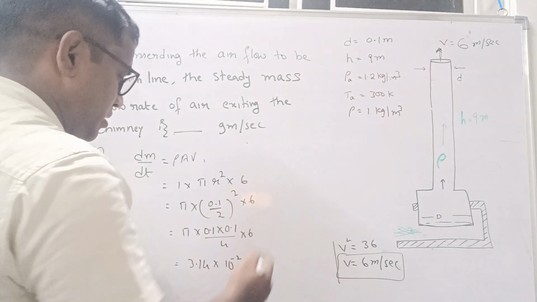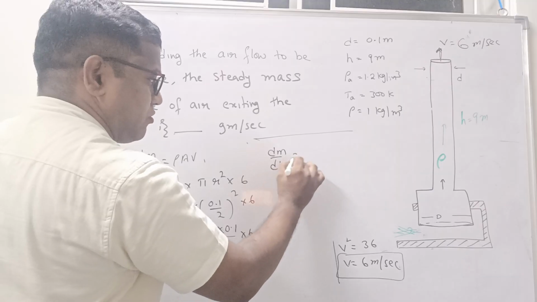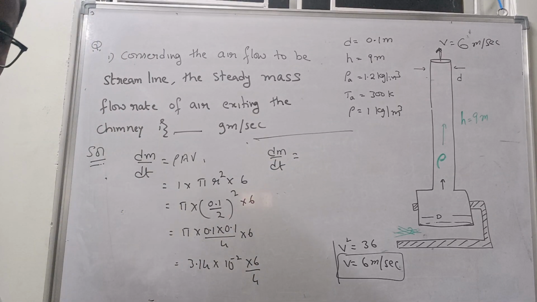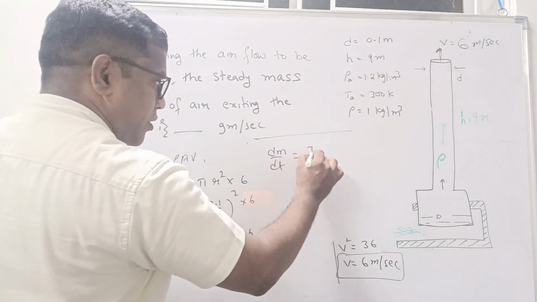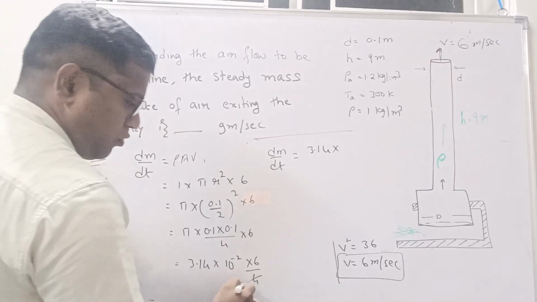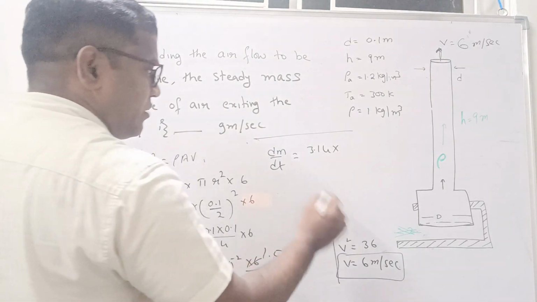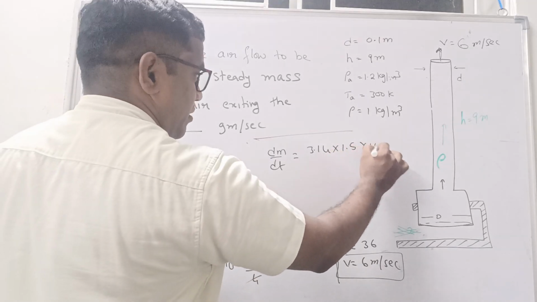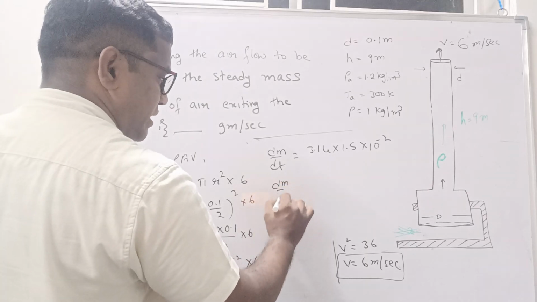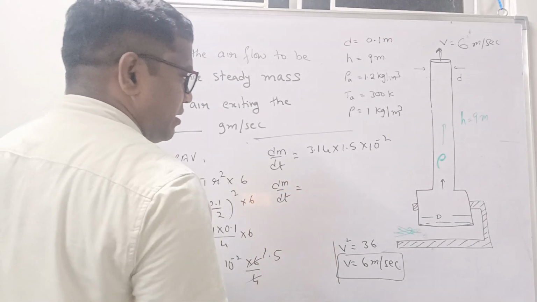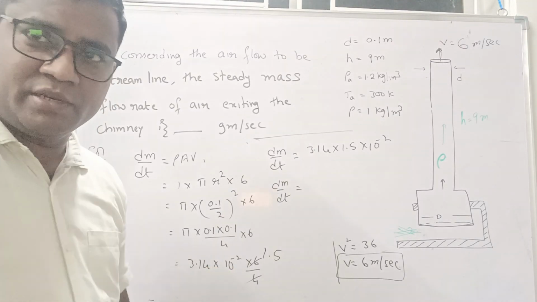So I will write here dm by dt is equal to, how much will we get here? We will get 3.14 into 4, 4 ones are 4, 2 is remaining, 4 5s 1.5, into 10 power minus 2. And again here dm by dt, we have to multiply. If you multiply, just try to understand, find the multiplication and substitute there.